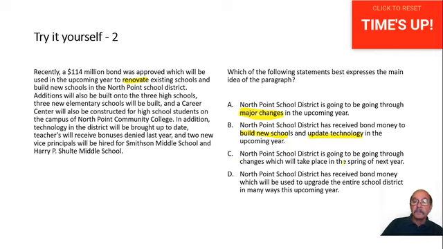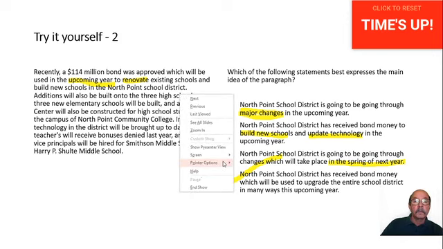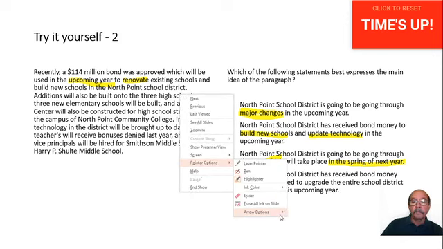The problem with C is they talk about the spring of next year. Now, this detail has not been mentioned in the passage. They just talk about the upcoming year. When they do it, we don't know. Which leaves us with answer option D, which is the correct answer. I hope you all got that. All right, now moving ahead.